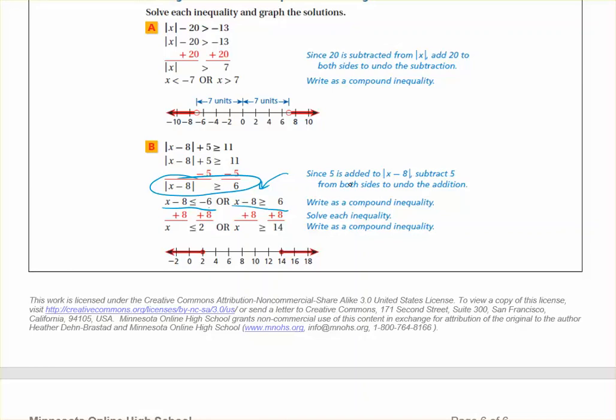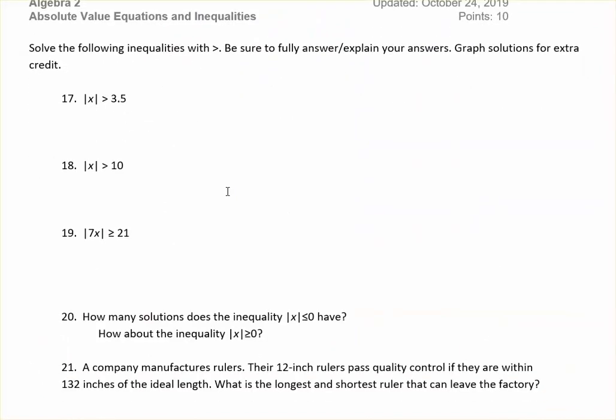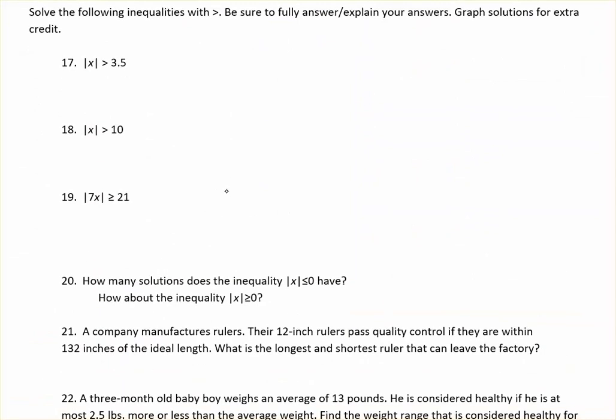So the steps are the same as for the less than, except that the less than was an and the greater than is an or. And the reason that this is an or is because you'll see the solutions point away from each other. All right, how about number 19? Number 19 says the absolute value of 7x is greater than or equal to 21.